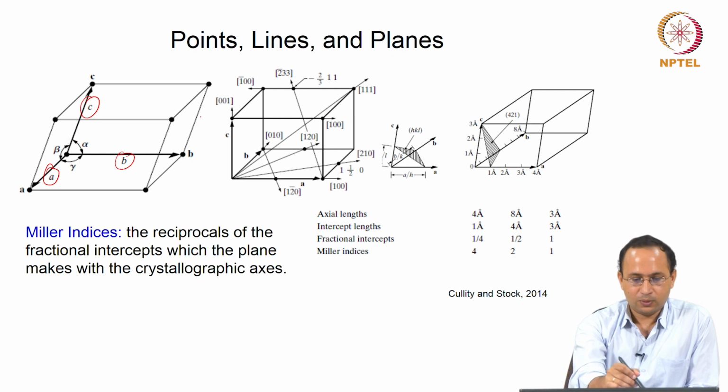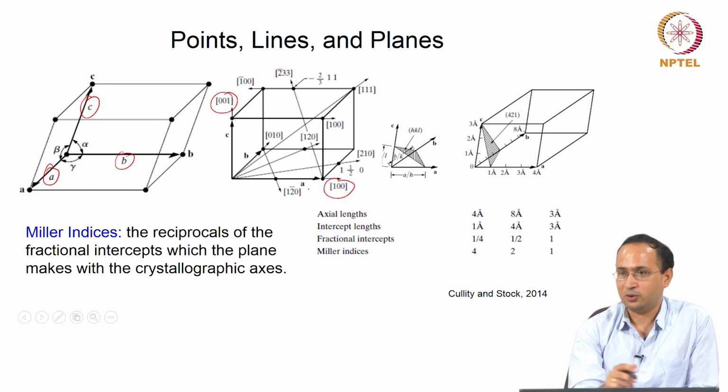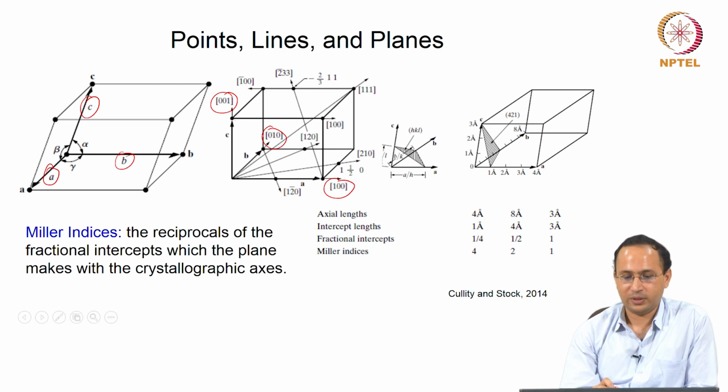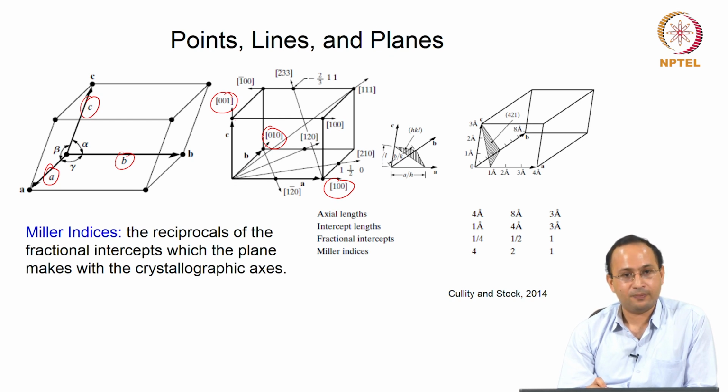Lines. So, you see here, it is obvious, if you have to represent this, this is 0, 0, 1, this is 1, 0, 0 in this direction, 0, 1, 0. This is a vector basically. Now, the planes, how do we define planes, that is important.